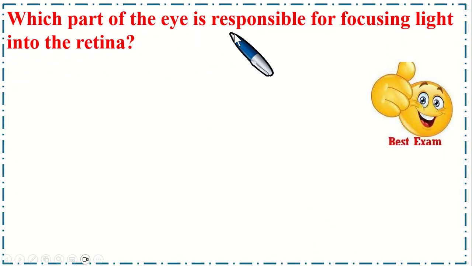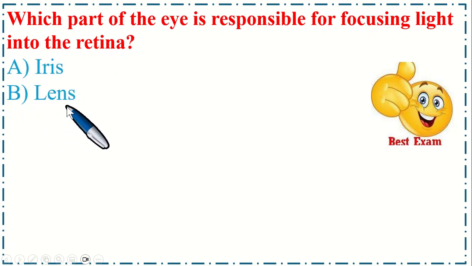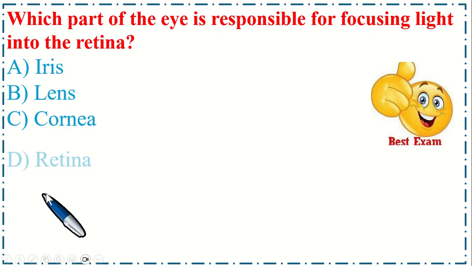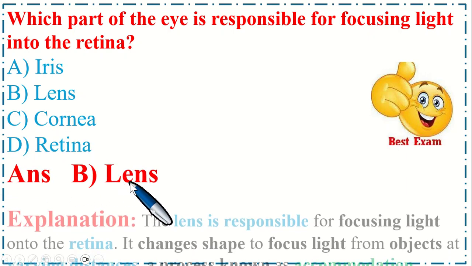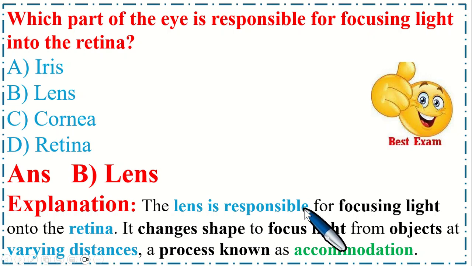Which part of the eye is responsible for focusing light into the retina? Option A. Iris. B. Lens. C. Cornea. And option D. Retina. So the correct option is B. Lens. The lens is responsible for focusing light onto the retina. It changes shape to focus light from objects at varying distances, a process known as accommodation.